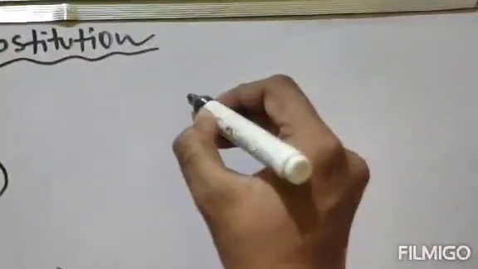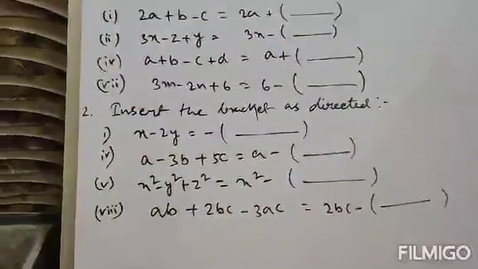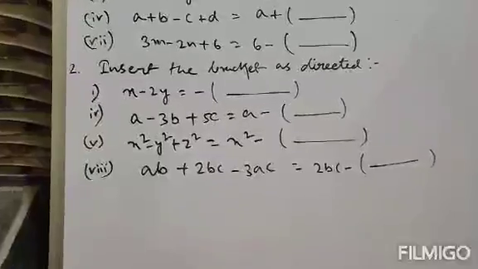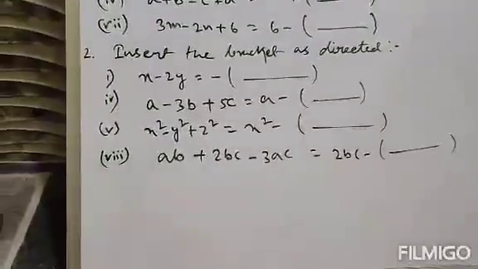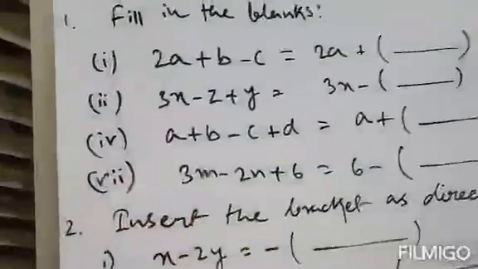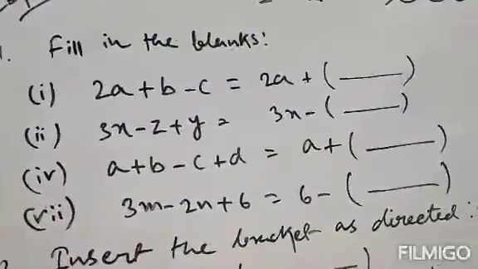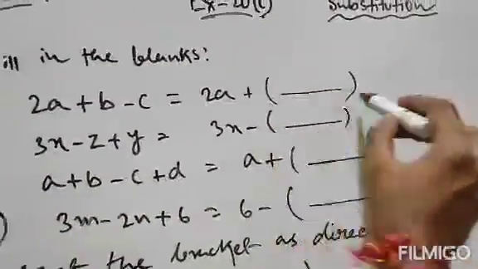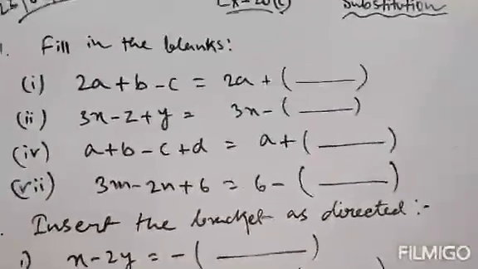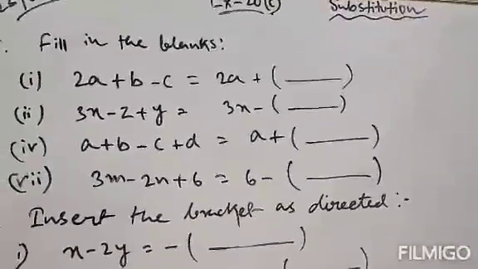So first, question number 1. Total 4 questions. I have chosen 4 questions. All are fill in the blanks type, and question number 2 was also fill in the blanks. The first question is given as 2a plus b minus c equals 2a plus, and there is a bracket and there is a blank. So we will put digit or alphabet in this blank space.